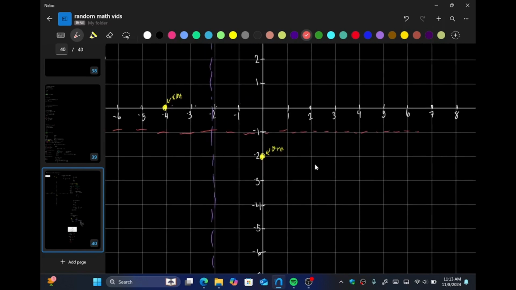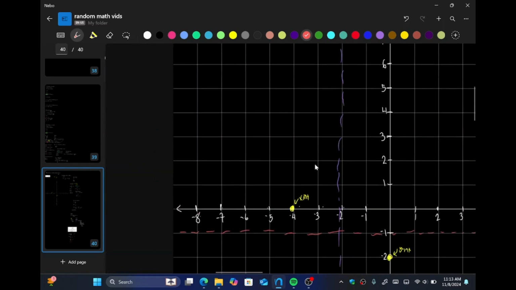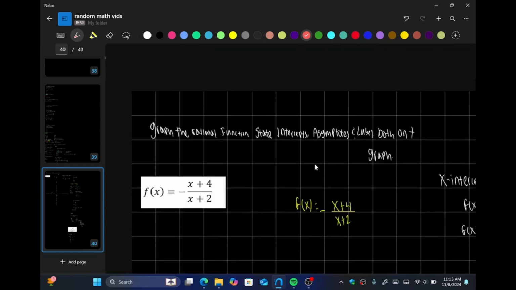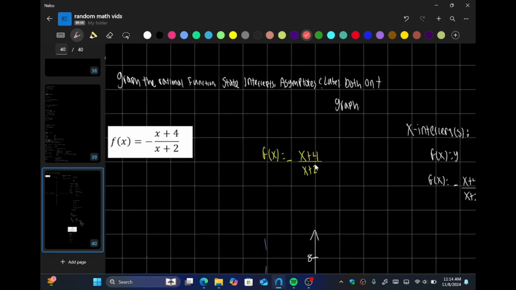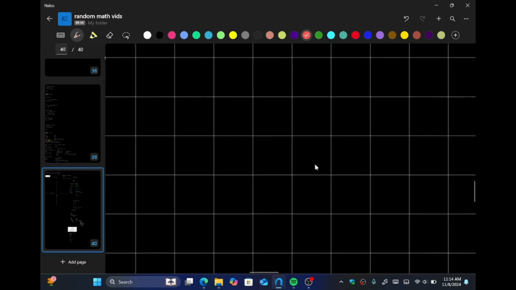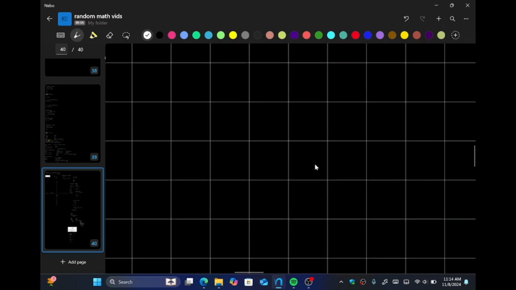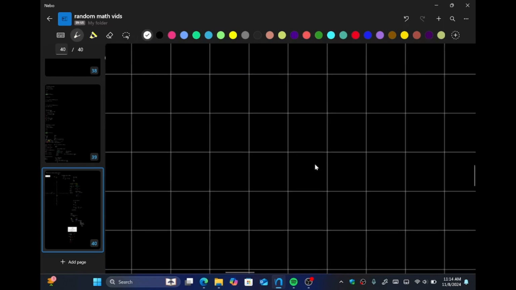Now, guys, the one thing that we want to do, actually, let me try and do a few points here. So let's test a few points. Let's test maybe negative 3, for example, okay? And I believe that would be the only one, but let's see. Negative x plus 4 over x plus 2, okay?